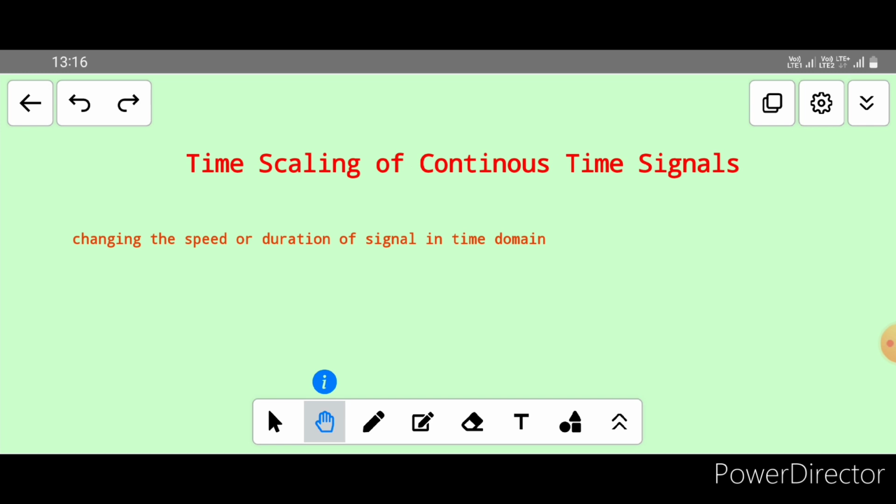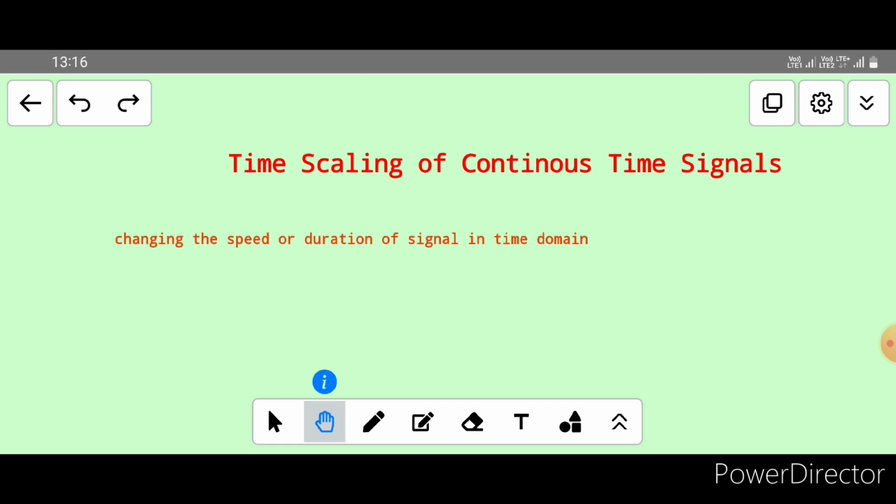Today we are going to learn about time scaling of continuous time signals. Now, what is scaling? Scaling means changing the speed or the duration of the signal in time domain.